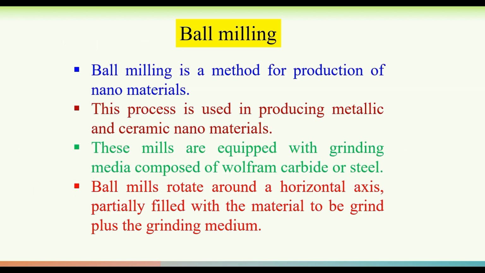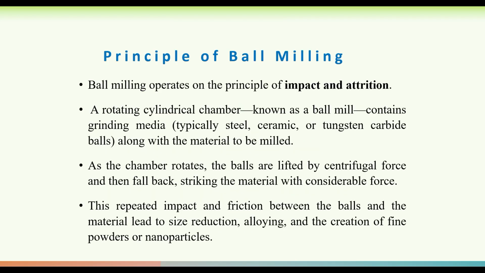So, what is this method? Ball milling method is used for the production of nanomaterials, and this process is used in producing metallic as well as ceramic nanomaterials. These mills are equipped with grinding media. So, what is that grinding media? It consists of tungsten carbide or steel balls. Ball mills rotate around a horizontal axis, which is partially filled with the material to be ground plus the grinding medium. In the next slides, we will see in detail about this ball milling technique.